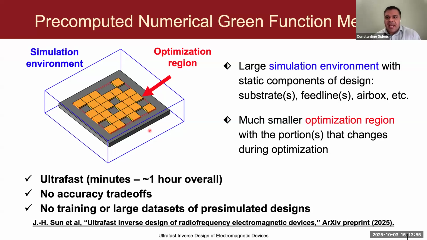So the PNGF method leverages this characteristic to significantly reduce the problem size. In fact, we'll see that it reduces the problem size that needs to be solved to one that is proportional only to the size of the optimization domain, basically proportional to the number of optimization parameters you have, regardless of the size of the full simulation domain. And this is done through an efficient single-step precomputation phase, which I will explain.